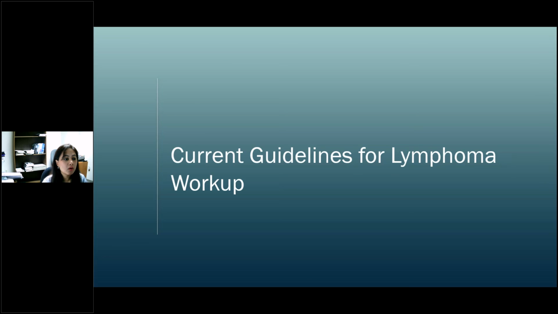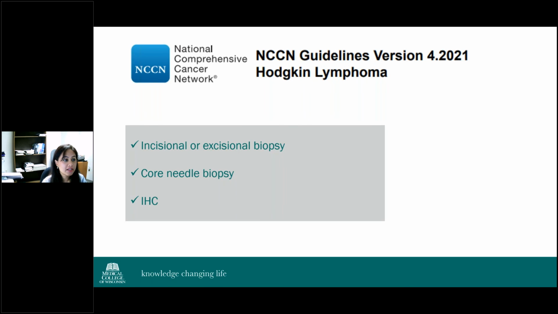We'll briefly talk about what the current guidelines suggest for lymphoma workup. So we have the NCCN, the National Comprehensive Cancer Network guidelines, which for Hodgkin lymphoma recommend that an incisional or an excisional biopsy is the first thing that we should get if there is a high suspicion of this, a core needle biopsy, and enough material for ancillary studies.